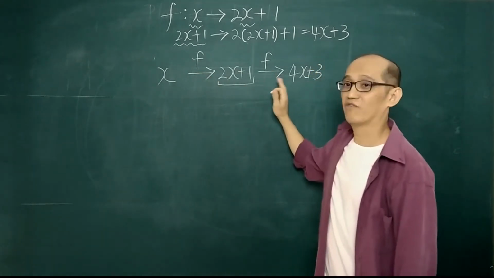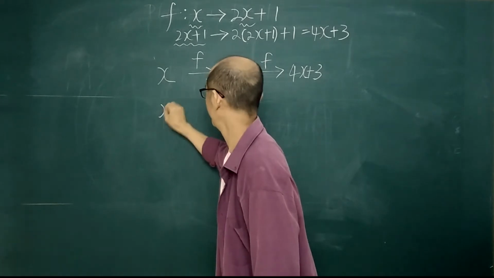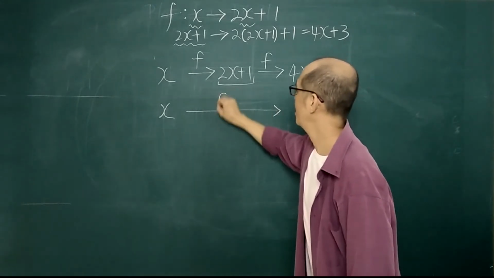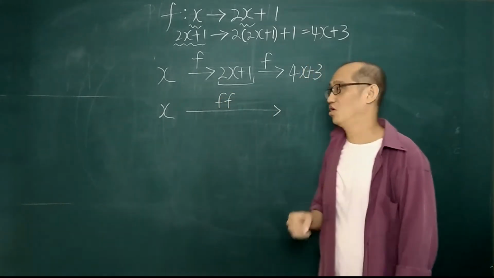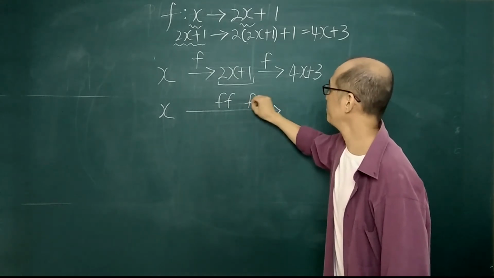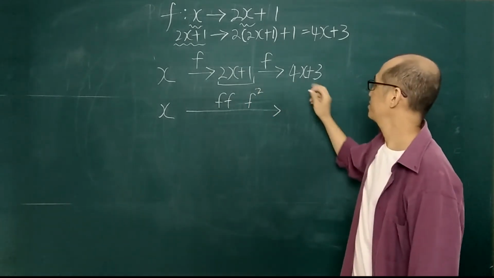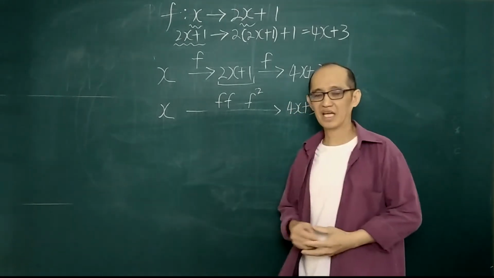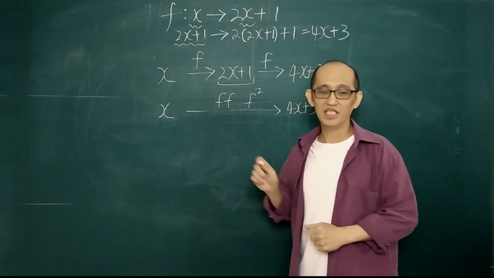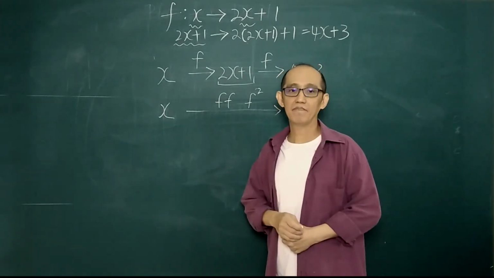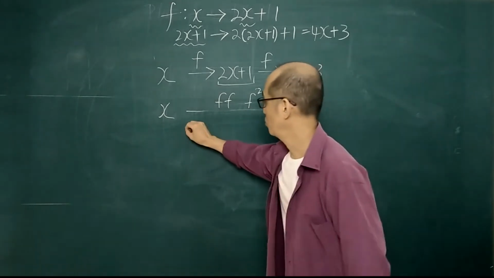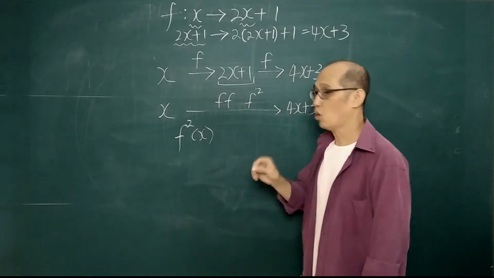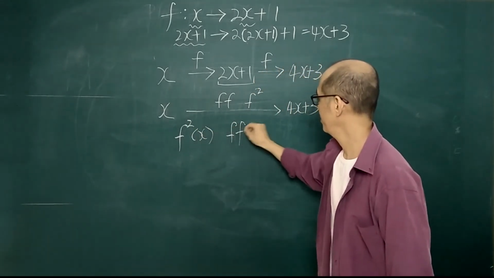The x going through function 2 times can also be written as the x goes through function ff, and we get the image 4x plus 3. This is how we get the image for the composite function using mathematical notation. Or ff x.